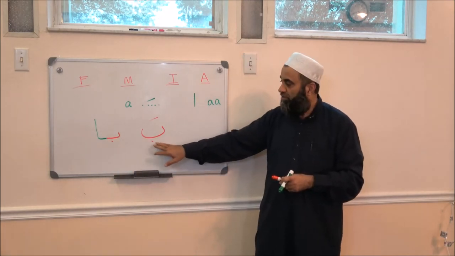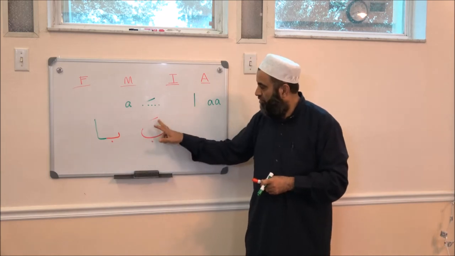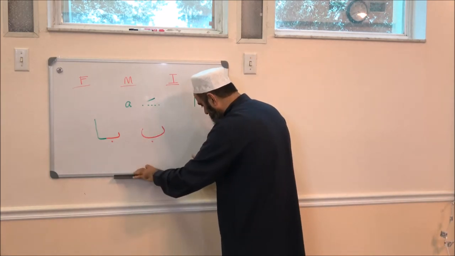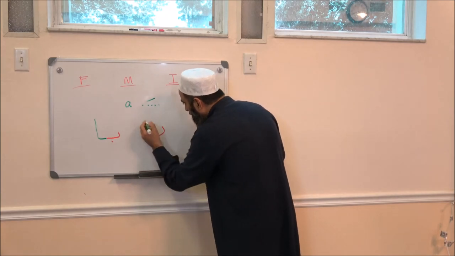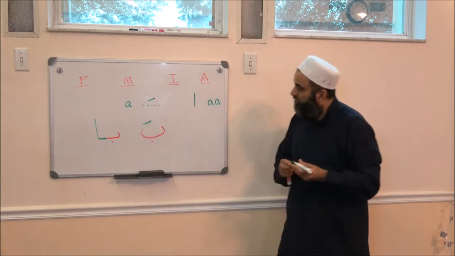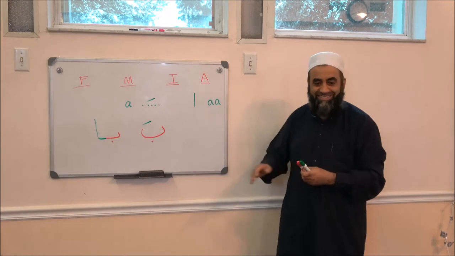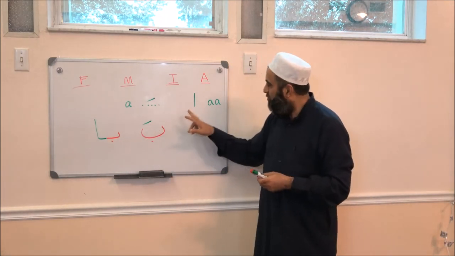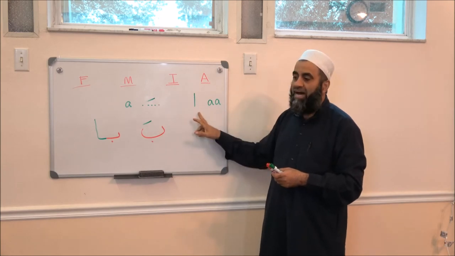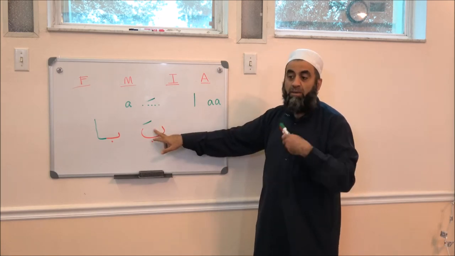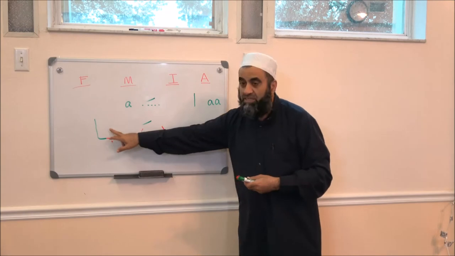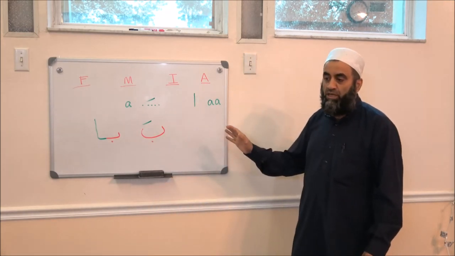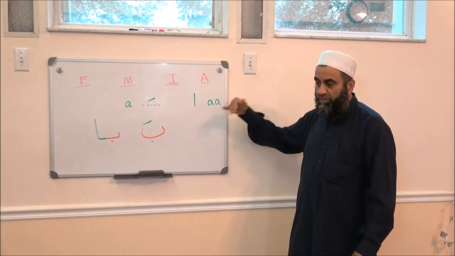Short vowel, long vowel. The daughter, let me make it a little bit more obvious. The mother and the daughter like to wear the same clothing. So here's the daughter, and here's the mother. As we said, this now is just ba, and this one is ba. The same thing is going to apply to the daughter of the other two.